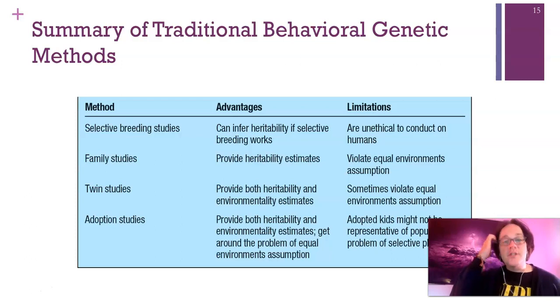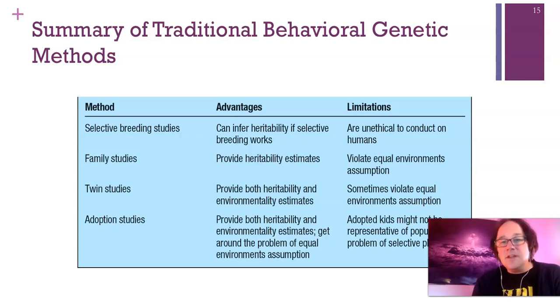So just a summary of some traditional behavioral genetic methods. Selective breeding studies, clear advantage in there is that you can actually conduct experiments. You can say, we're going to do it with plants, right? You could take one plant and pair it with another plant and see what traits emerge in the offspring of that plant. Limitations, clearly, it is unethical to do in humans. And even when it comes to selective breeding in other species like dogs, it's not clear that those results can translate to humans to begin with.